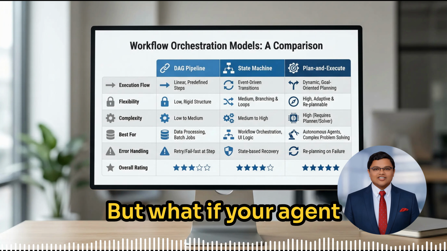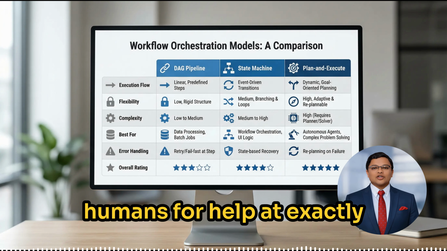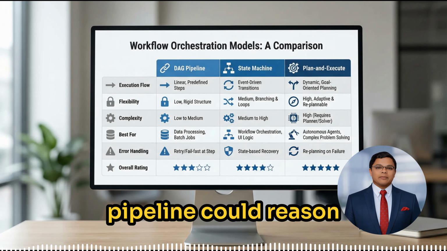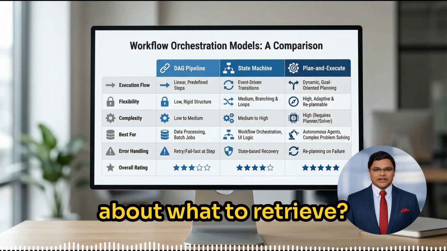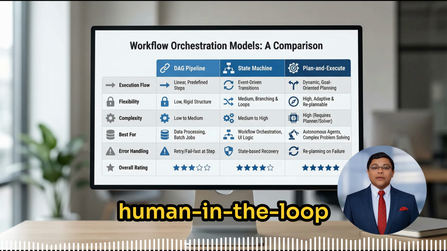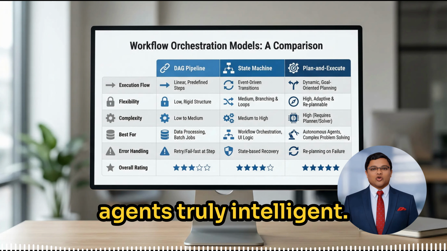But what if your agent could evaluate its own work and get better? What if it could ask humans for help at exactly the right moment? And what if your RAG pipeline could reason about what to retrieve? In part 4, we cover reflection patterns, human-in-the-loop design, and agentic RAG, the techniques that make agents truly intelligent.